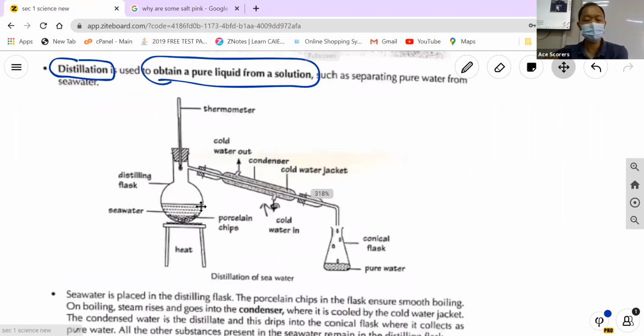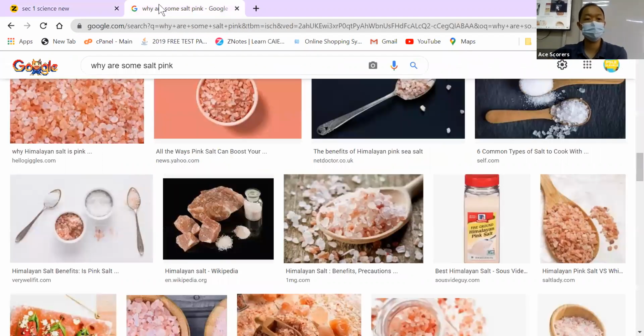How it works is they will boil this part, and then the water becomes vapor. The vapor will be passed through this thing called a condenser. It will condense, basically changing from gaseous state to liquid state. Since it's a liquid, it will drip down and be collected here. So this is pure water. Another thing that this can be used to separate is alcohol and water.